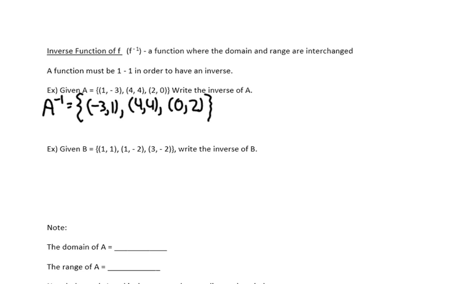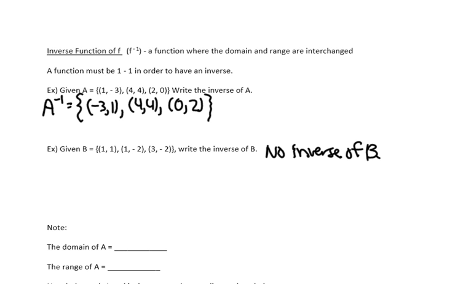Now, B, on the other hand, take a look. B is not even a function because the 1 in the domain is mapping to the 1 and the -2, two different range values. So because this is not a function, not even a one-to-one function, there is no inverse here. So if it is not a one-to-one function, we might have to restrict our graph to make it one-to-one.